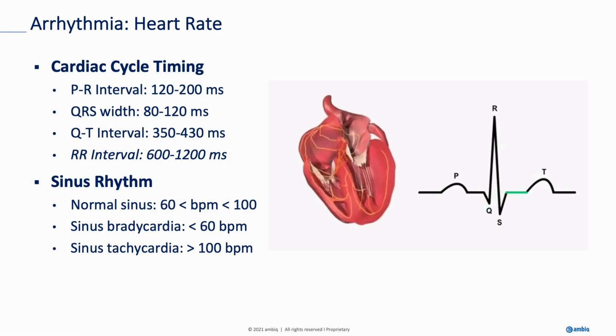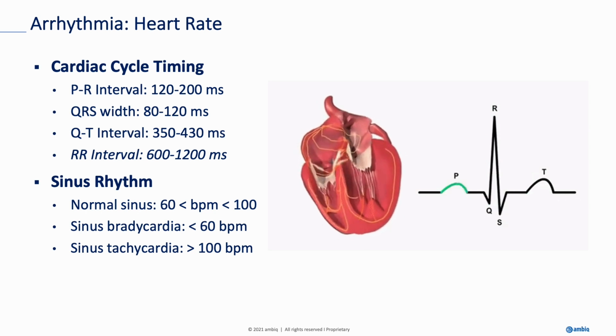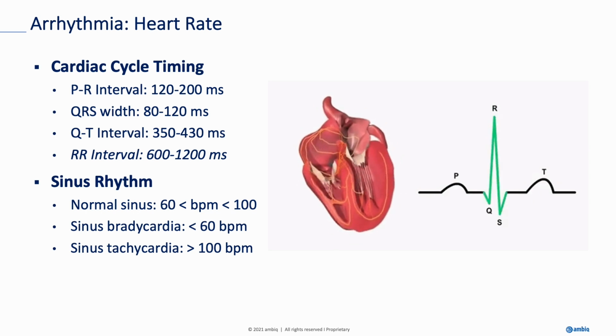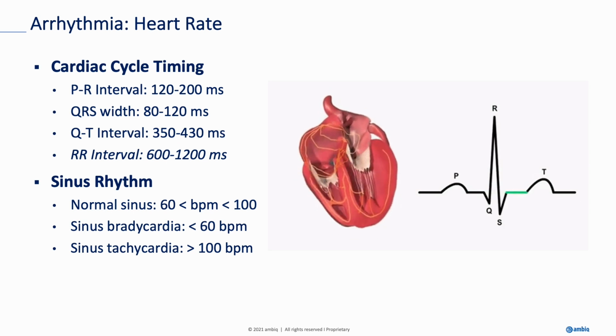Usually for your cardiac cycle, there's a pretty well-defined timing. Obviously, it depends on your age, your health, how fit you are. But typically the PR interval is pretty well-defined. It should be between 120 to 200 milliseconds. Your QRS complex usually is less than 120 milliseconds. And then you have your RR interval, which corresponds to your heart rate.